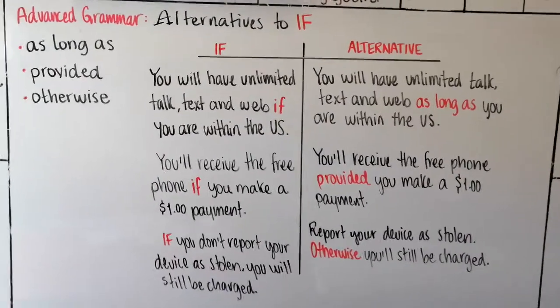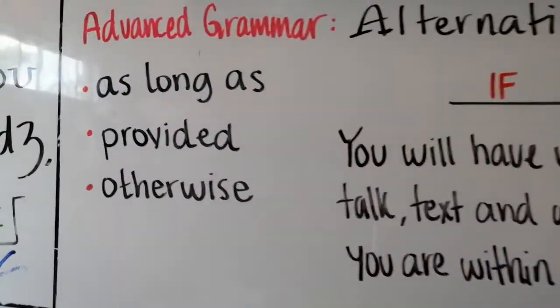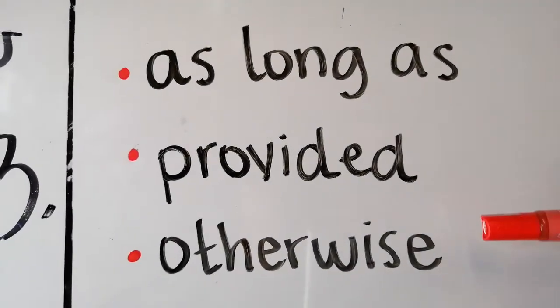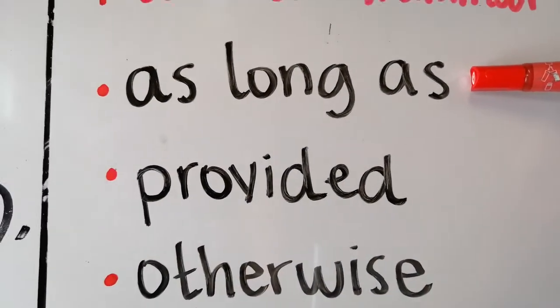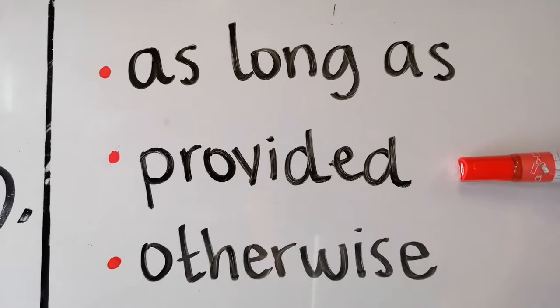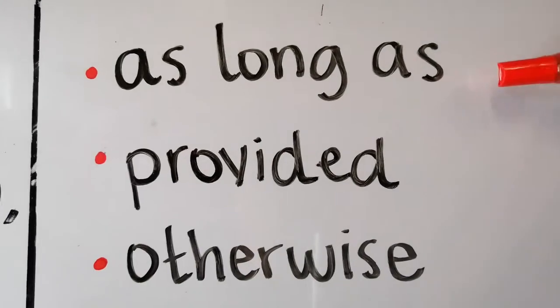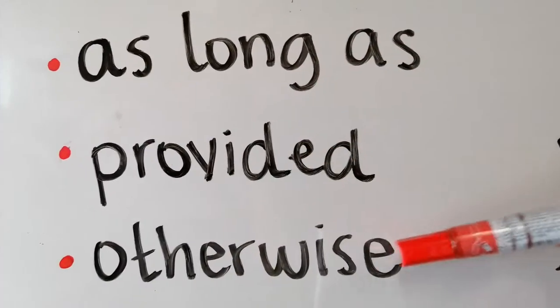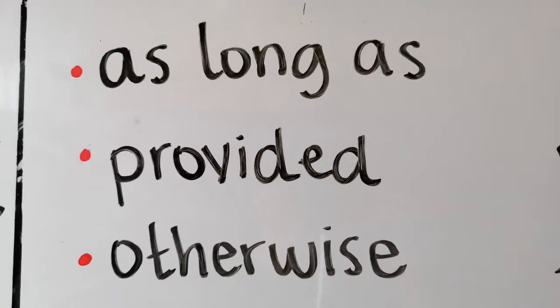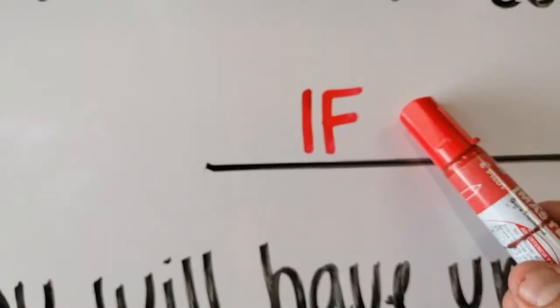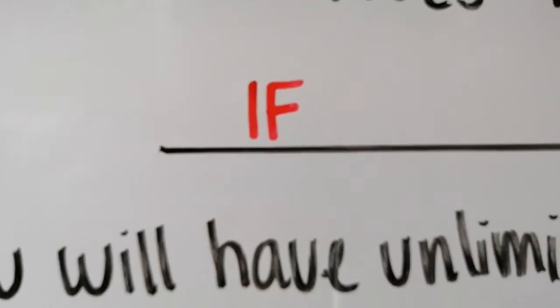And the alternatives to using if are going to be these three prepositions. We have as long as, provided, and otherwise. So we're going to use these three prepositions and conjunctions instead of using the normal if preposition in the conditionals.